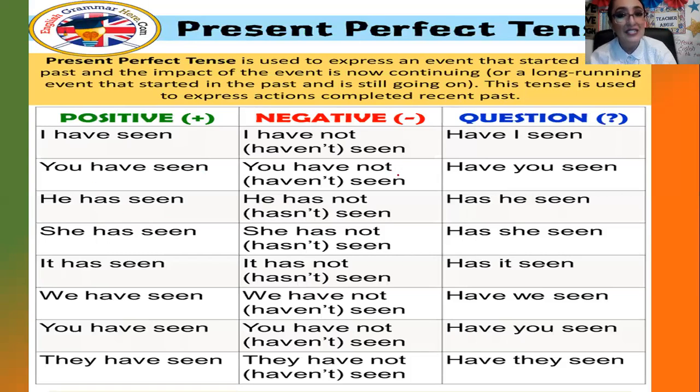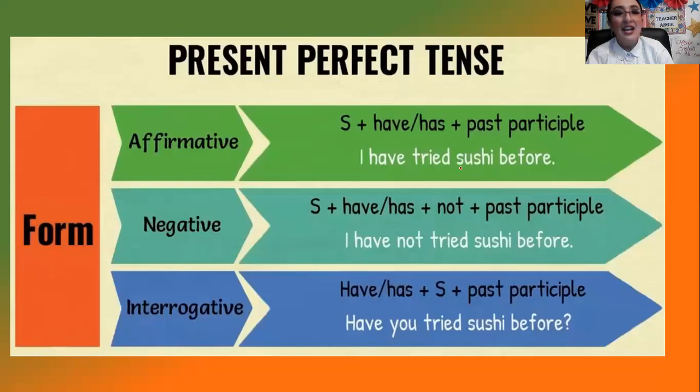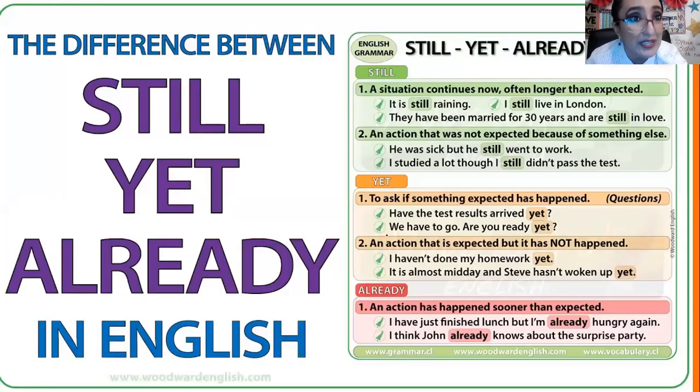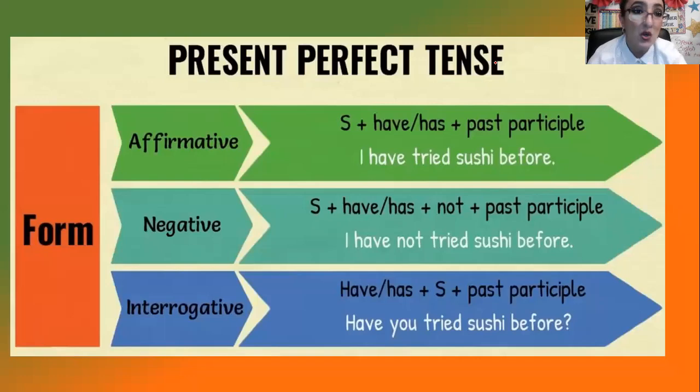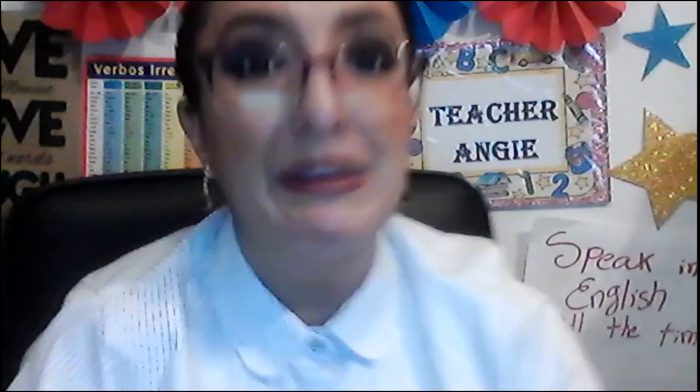You have seen, you haven't seen, have you seen? Okay. Excellent. I have tried sushi before. I have not tried sushi before. Have you tried sushi before? Present perfect, okay? Now, the situation that I have for you is this: still, yet, and already. Since and for, just. Those are going to be the words that we are going to be looking for. What do you think?